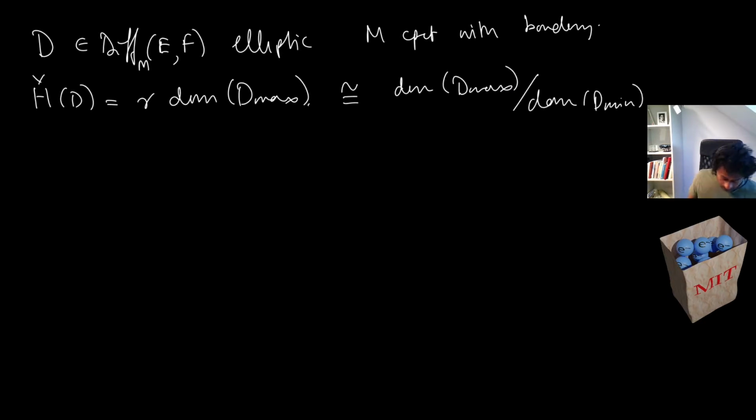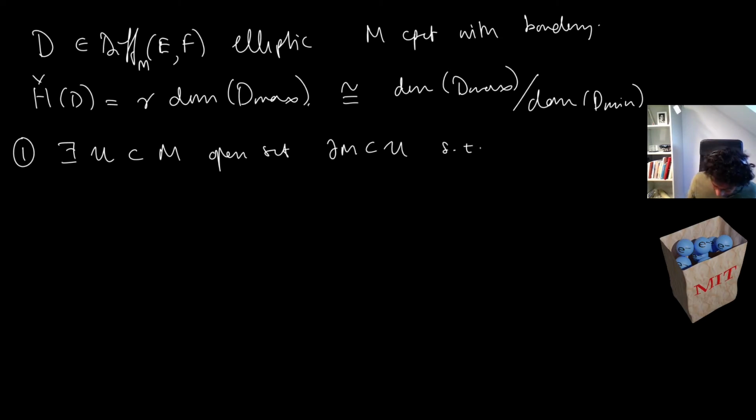Now, the first kind of thing we can wish for is as follows. I've already talked about the collar neighborhood theorem. So we know that there exists a U, which is an open set with the boundary contained in this open set, such that U is diffeomorphic, well, there's a diffeomorphism to (0, 1) cross the boundary.